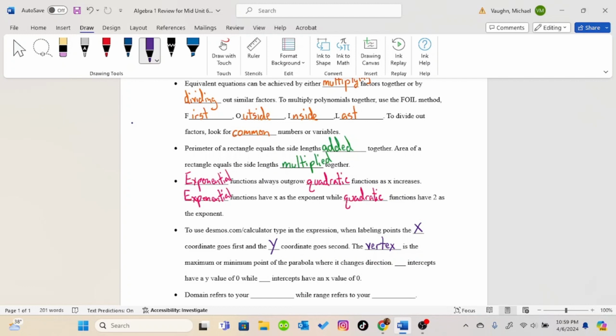You also need to know that x-intercepts have a y value of 0 because as you change the x value on the x-axis, the y value is always 0. And you need to understand that the opposite is true. Y-intercepts have an x value of 0 because as you go up and down the y-axis, your x value is always 0.